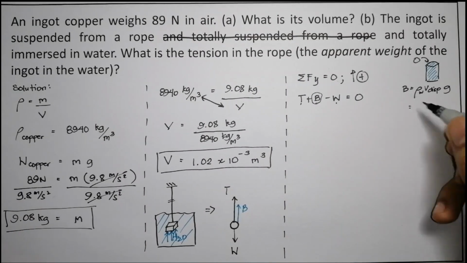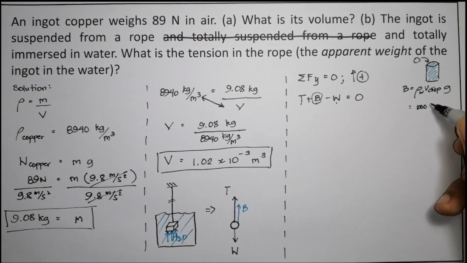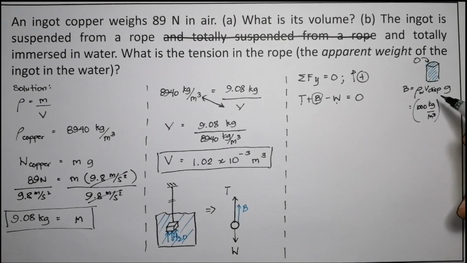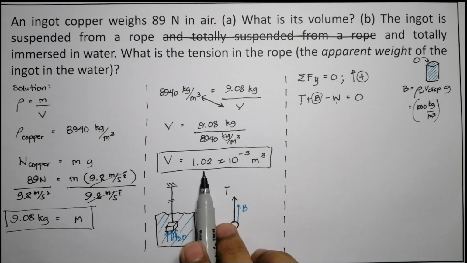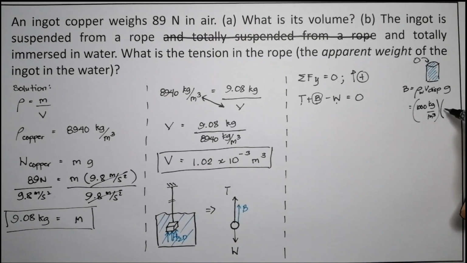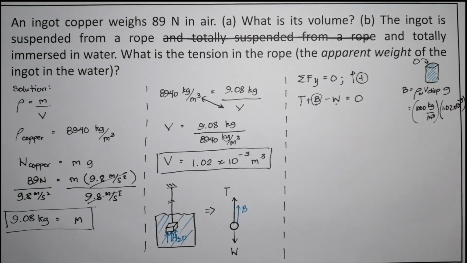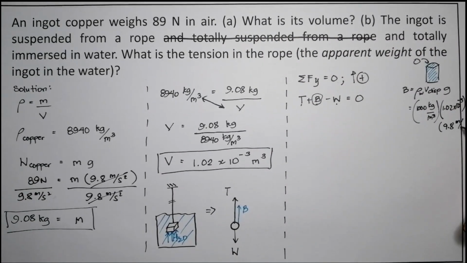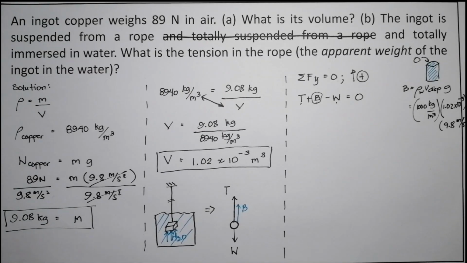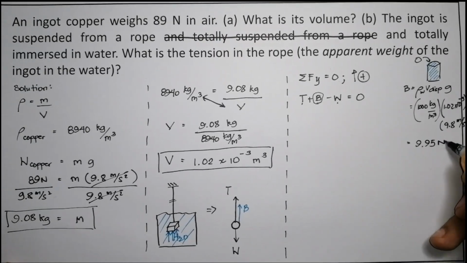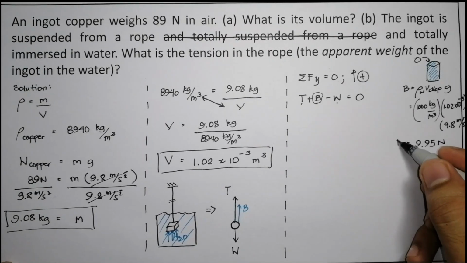Using this formula, we can calculate the buoyant force. So buoyant force is the density of water, which is 1,000 kilogram per meter cubed, times our volume displaced, 1.02 times 10 raised to negative 3, times gravity, 9.8 meter per second squared. Calculating, 1,000 times 1.02 times 10 raised to negative 3 times 9.8, we have the total buoyant force of 9.95 newtons.